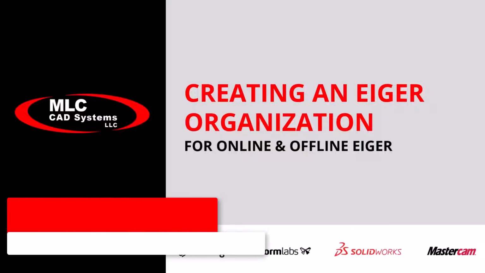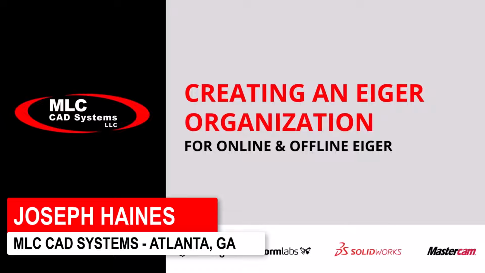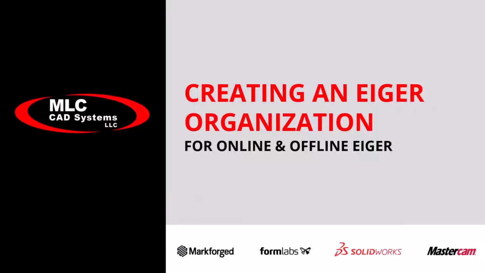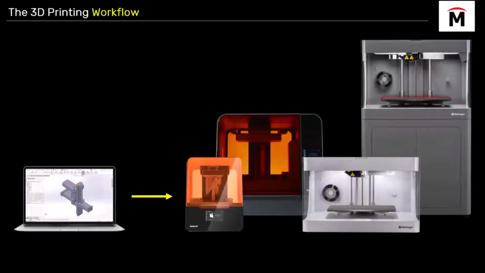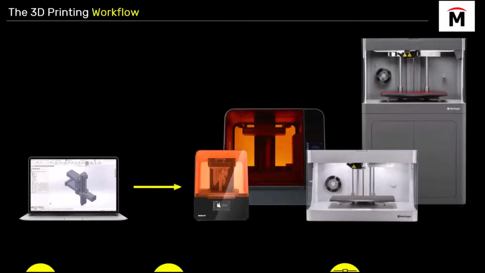Now that you've purchased a Markforged composite or metal 3D printer, you should create an Eiger organization. For some of you, this won't be your first Markforged printer, in which case you already have an Eiger organization. But for the rest of you, this will be your first time. To clarify, Eiger is a slicing software at its core.